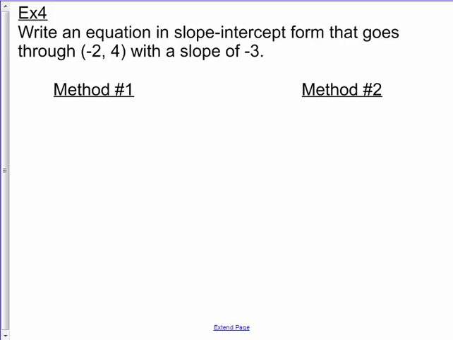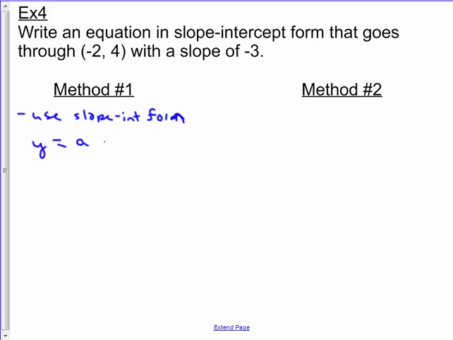And our last example, example 4 here. We're given the point negative 2, 4, slope of negative 3. And we're going to write this in slope-intercept form using algebra here. So I have two methods here. Which one you use is up to you. I'm going to show you both.